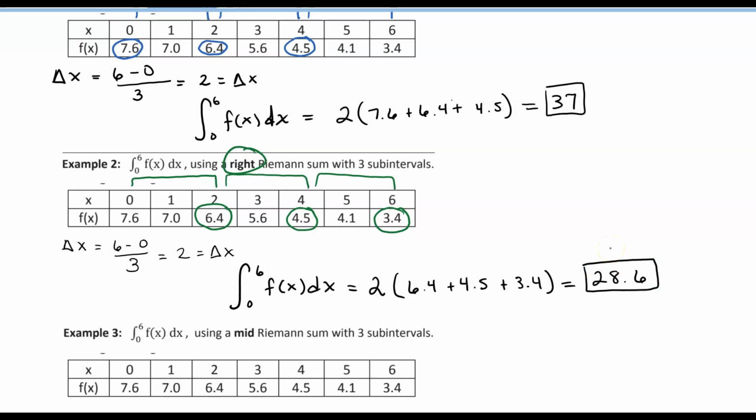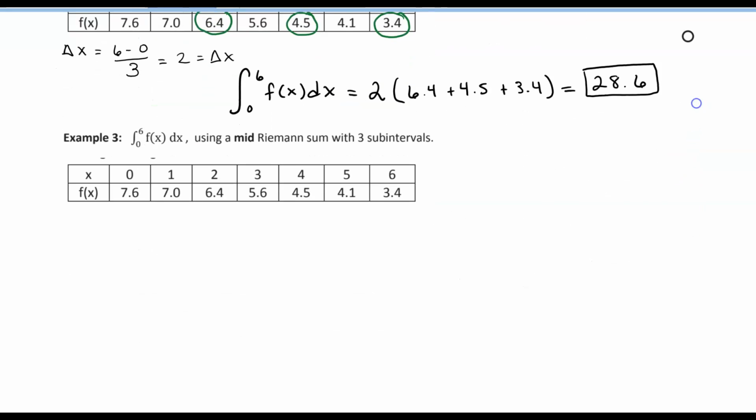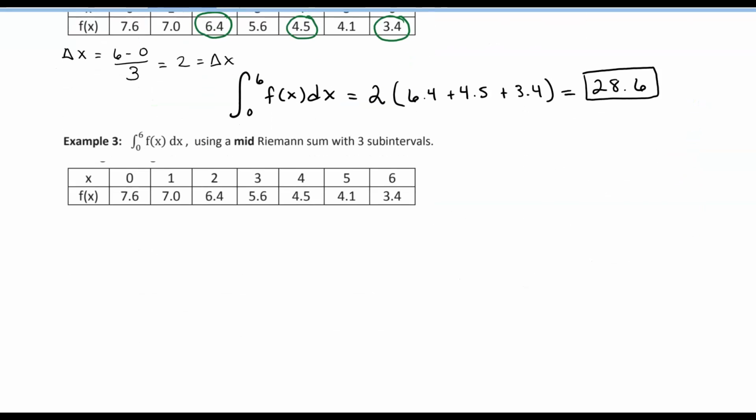28.6. Now we're going to take a look at one last example here, and that is the Mid Riemann sum. Let's see what that looks like. We've got a delta x here, and we ask, what is this right here? This is 6 take away 0, because we have final minus initial from 0 to 6, and then again they tell us 3 subintervals. So we divide by 3, and yet again we have 2 as our delta x value. So we're good here.